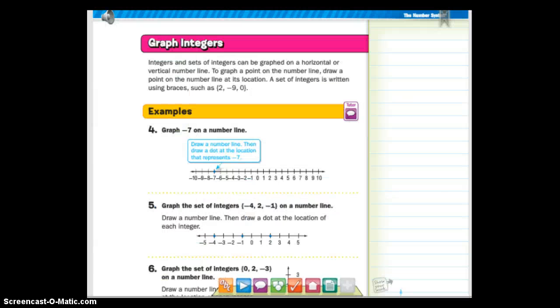When we graph numbers on a number line, we have a choice of using either a horizontal number line or a vertical number line. In this case, on a horizontal number line, negative numbers would be on the left, and positive numbers would be on the right. In this case, we need to graph -7. -7 would be located 7 hops to the left of 0.